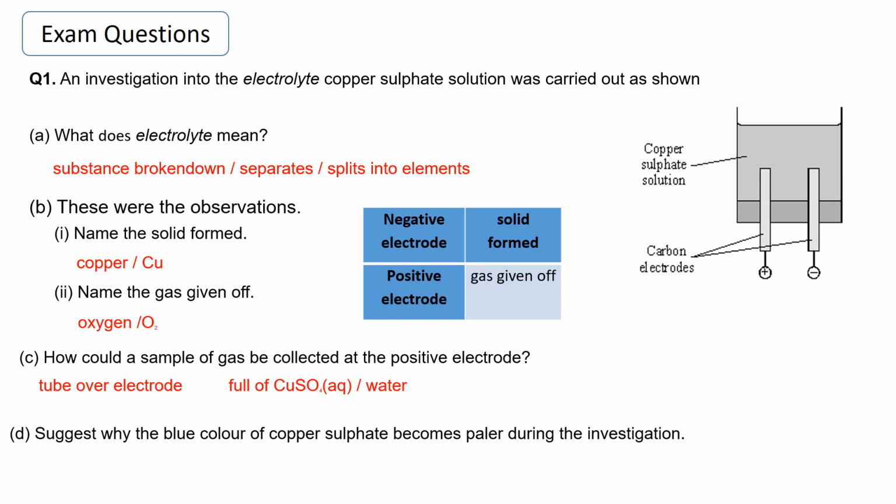And suggest why the blue colour of the copper sulfate becomes paler during the investigation. So Cu2+ ions are removed, or there is less Cu2+ in the solution at the end.